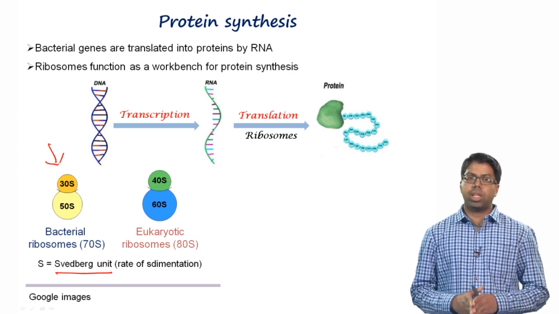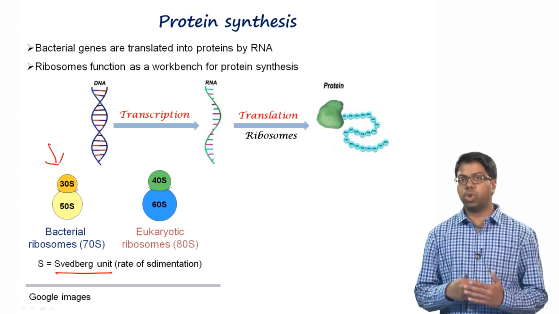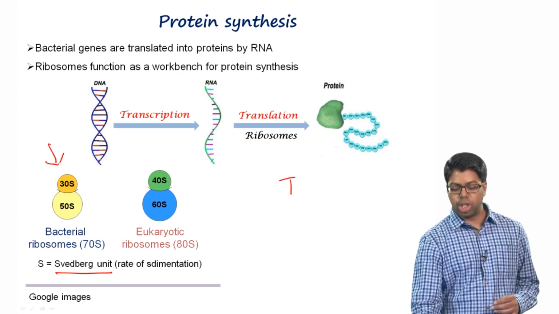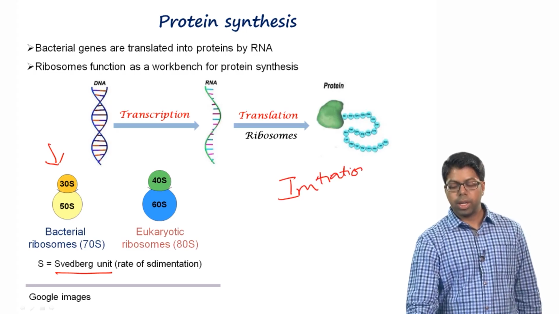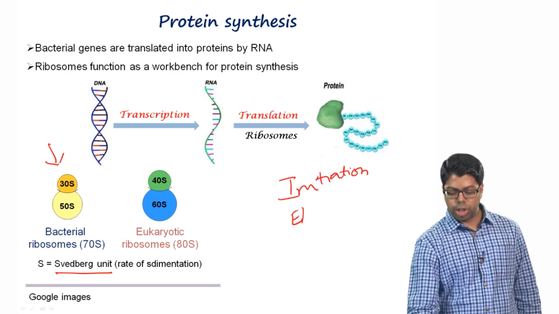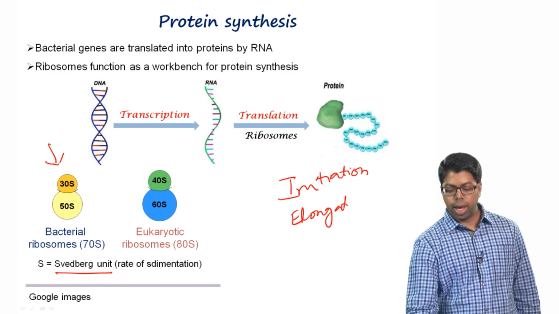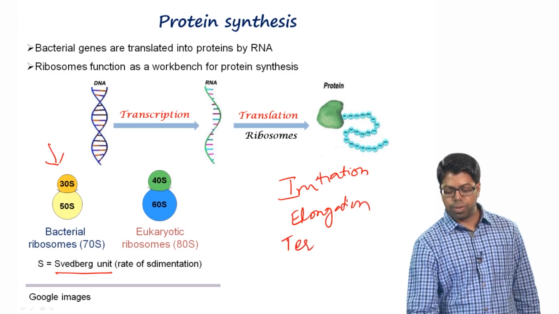So the protein synthesis in bacteria can be divided into three stages. The first stage is called the initiation phase. The second phase is called the elongation phase, and the third phase is called the termination phase.